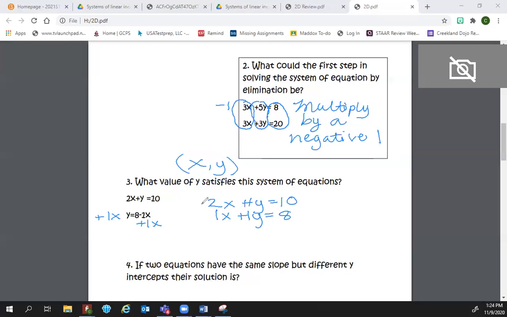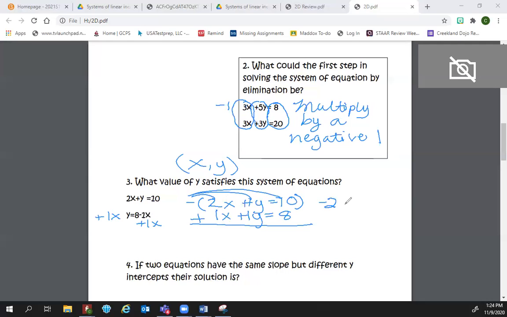No. So I'm going to change one of them to a negative. So multiply this by a negative. Make sure you draw out your rainbow. What does the rainbow mean? It goes over the numbers. Mackenzie, what does that mean? It means you distribute. Good.